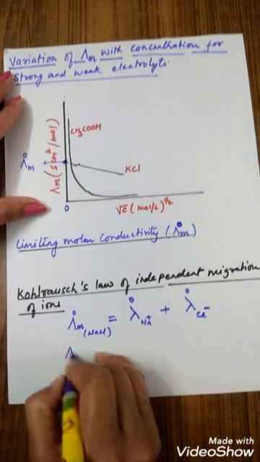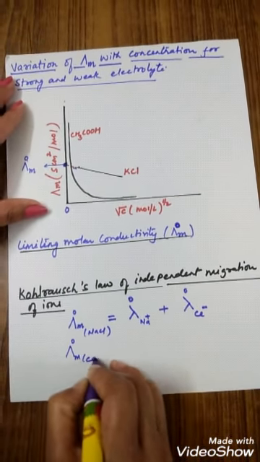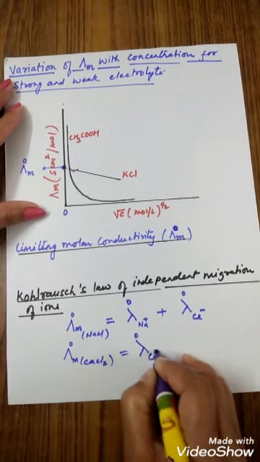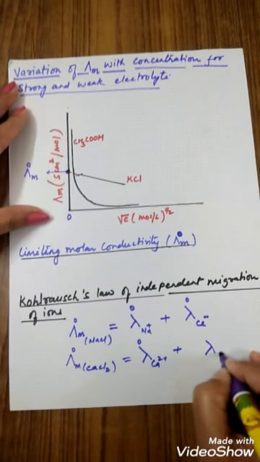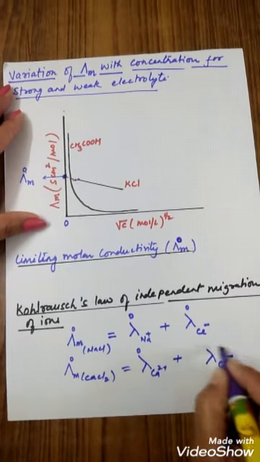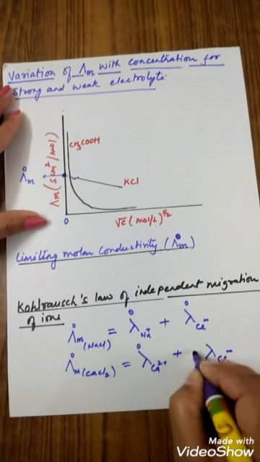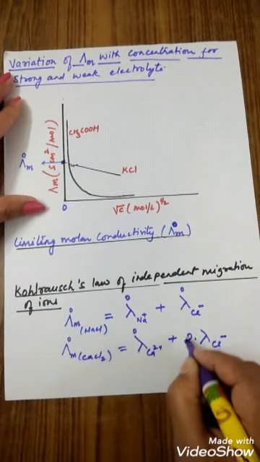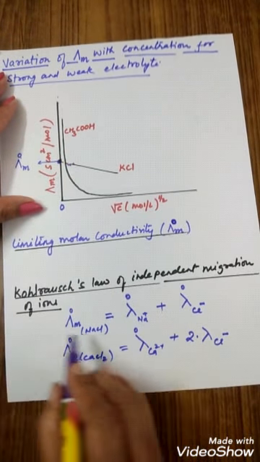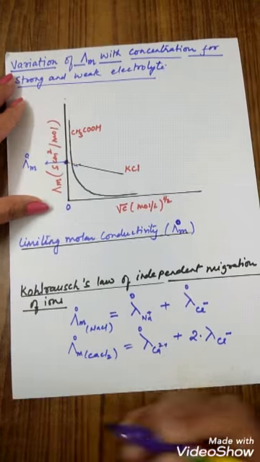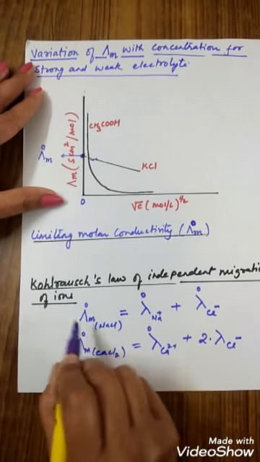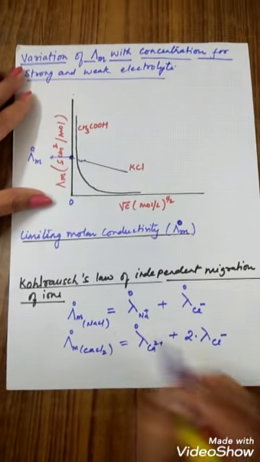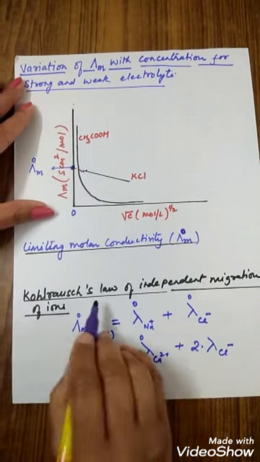Okay, so if we have to write the limiting molar conductivity of an electrolyte like CaCl2, it would be equal to the ionic conductance of calcium ion plus the ionic conductance of Cl minus ion, and of course we have to multiply the ionic conductance of Cl minus by 2, so that we get the total contribution of Cl minus ion. So for any strong electrolyte, the limiting molar conductivity would be equal to the sum of the ionic conductance of each cation and anion. So this is Kohlrausch law.